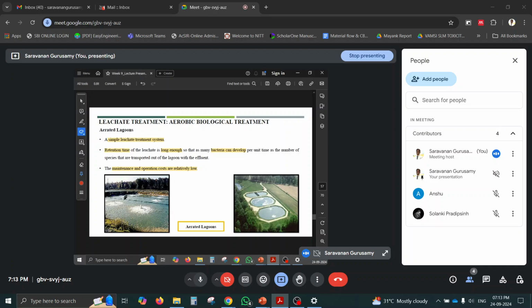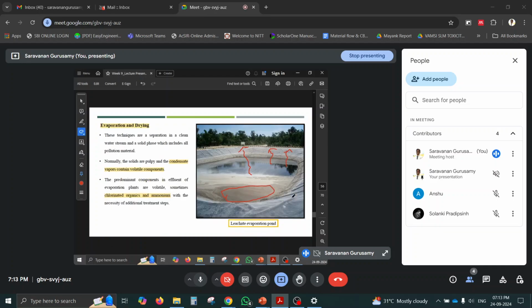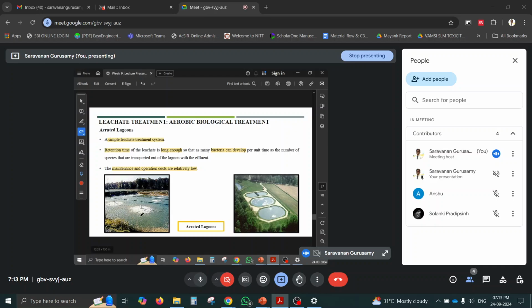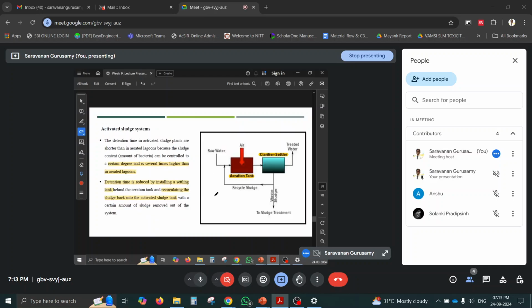Then aerated lagoons. As I mentioned, in the pond itself, if you add some blowers, it will be aerated and all the organics will be aerobically degraded. We should have a proper retention time. If the retention time is very long, then nitrogen oxidizing bacteria may also develop. After carbon BOD, nitrogen BOD may also get reduced. And the maintenance and operation cost of this treatment method is also very low. Most of the landfill sites are using aerated lagoons only.